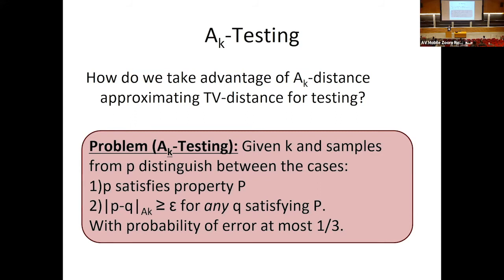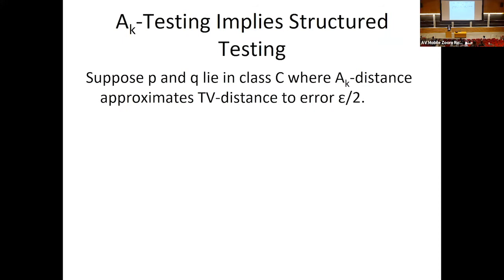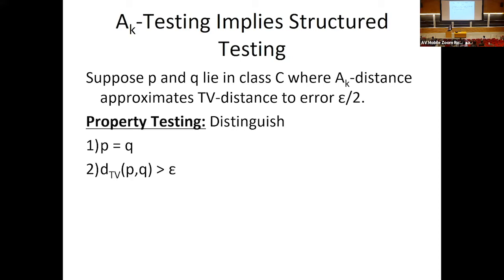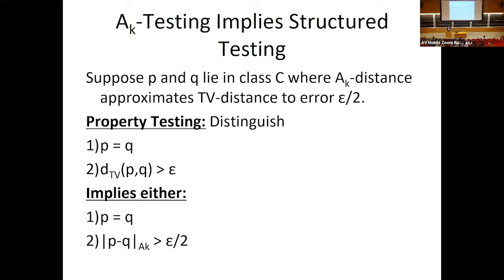So the only difference here is that in the soundness case, we want the distance to be large in AK distance. And so the point is that if we can do this, then we could solve structured testing. Because if P and Q lie in a class C where AK distance approximates TV distance, then the real problem we want to solve is to distinguish between either P equals Q or the total variation distance is large. But that's if and only if either P equals Q or the AK distance is large. And so if we can solve AK testing, we can distinguish these latter cases, which allows us to solve the former.